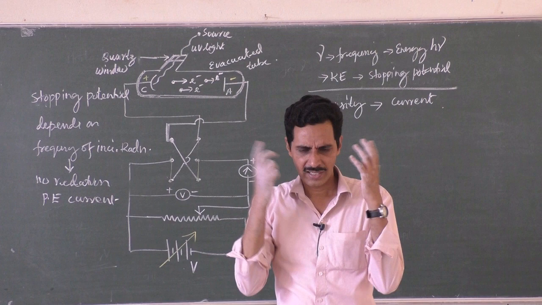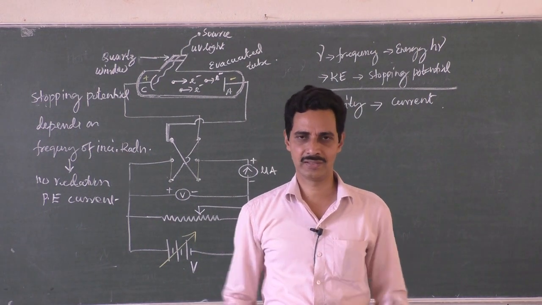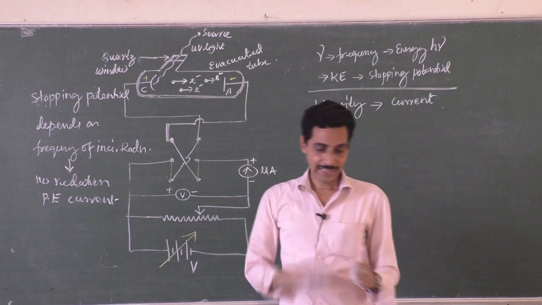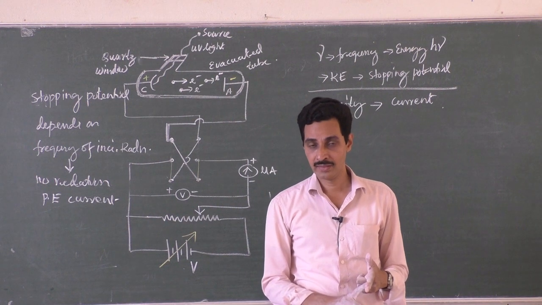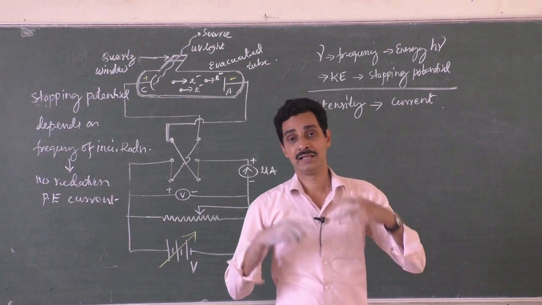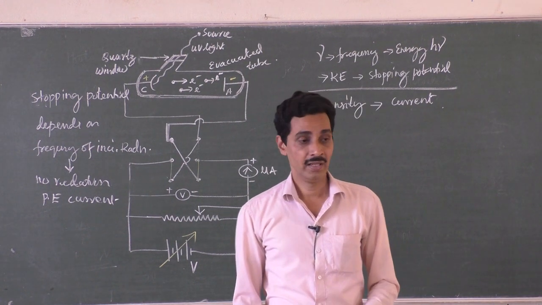If you have any doubts in your brain, just post a message to me, I will clear it out, because I don't know in what way you are thinking, right? So intensity of incident light increases the photoelectric current, and the frequency of incident light increases the kinetic energy of photoelectrons, in turn the stopping potential.